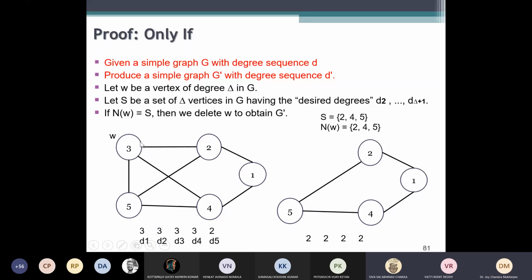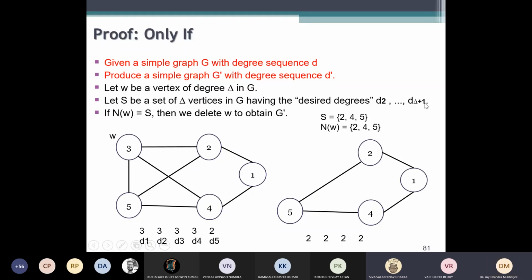So let W be the vertex of degree delta. In this graph, if you look, the degree sequence is 3, 3, 3, 3, 2. So suppose the highest degree is some vertex having degree 3. Suppose this is that vertex. So let W be the vertex of degree delta in G. Let S be a set of delta vertices in G having the desired degrees D2 to D delta plus 1.